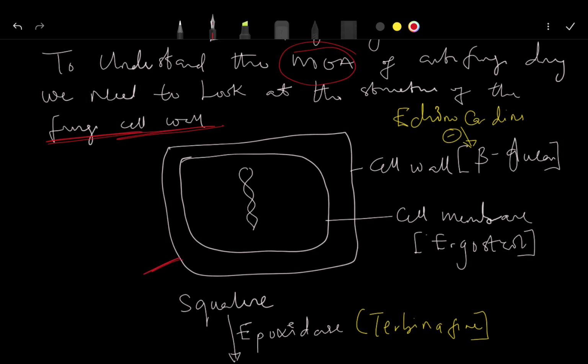Here is the cell wall, here is the cell membrane, and here is the nucleus containing the DNA. So we have various classes of drugs that act on these structures. First, we have the cell wall. The cell wall contains beta-D glucan. So the class of drug called echinocandins act on the cell wall, inhibiting the synthesis of beta-D glucan.